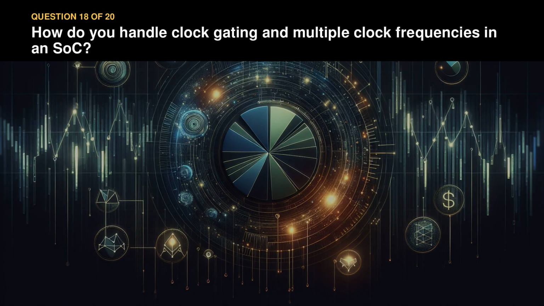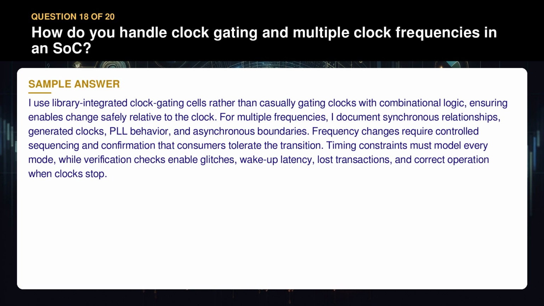Question 18. How do you handle clock gating and multiple clock frequencies in a SoC? I use library integrated clock gating cells rather than casually gating clocks with combinational logic, ensuring enables change safely relative to the clock. For multiple frequencies, I document synchronous relationships, generated clocks, PLL behavior, and asynchronous boundaries. Frequency changes require controlled sequencing and confirmation that consumers tolerate the transition. Timing constraints must model every mode, while verification checks enable glitches, wake-up latency, lost transactions, and correct operation when clocks stop.